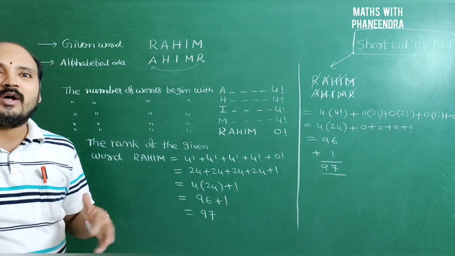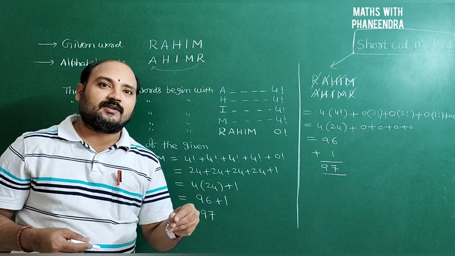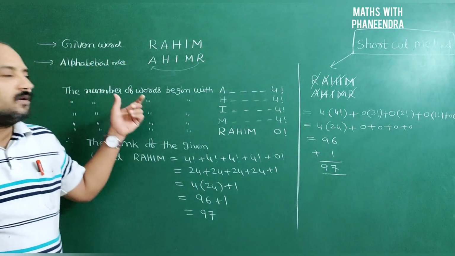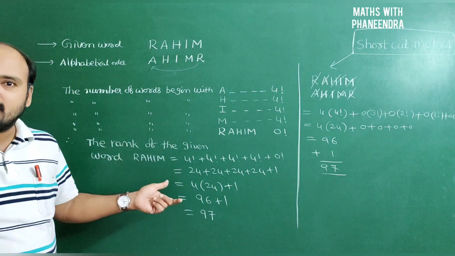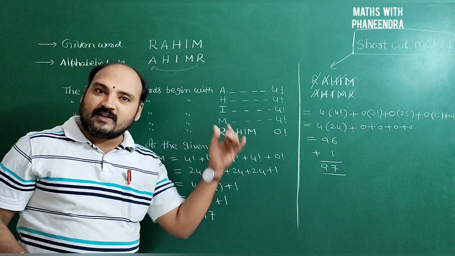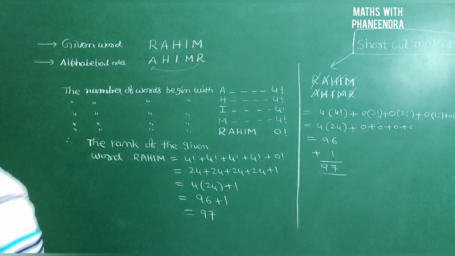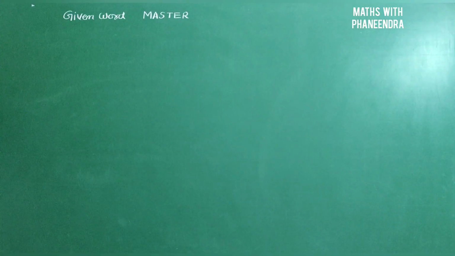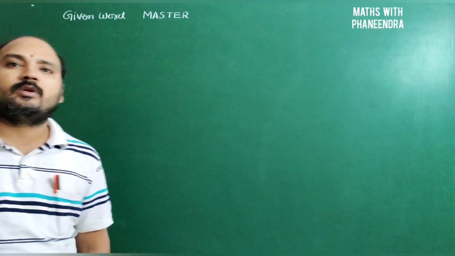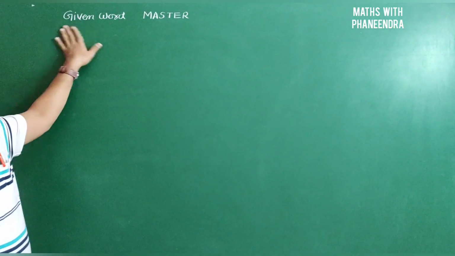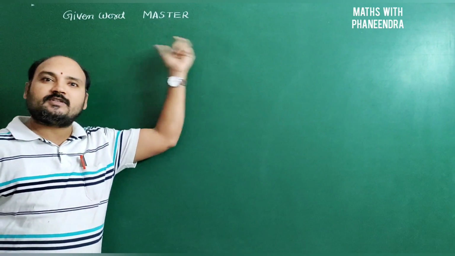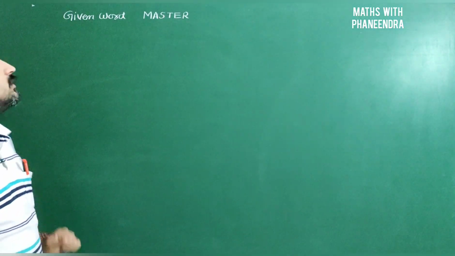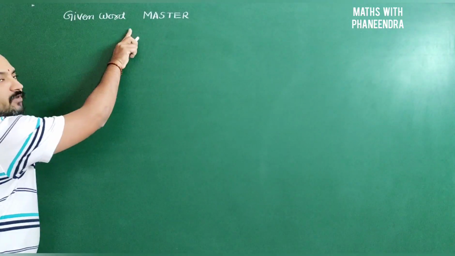Now we will enter into the intermediate second year. The rank of the words, like these words, we will discuss now. The next word is the given word master. For this word, we are going to calculate the rank. This is the given word.